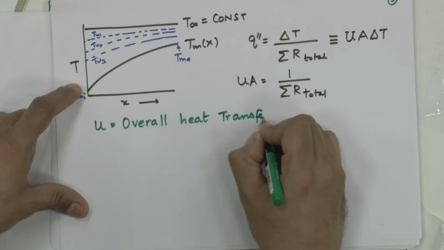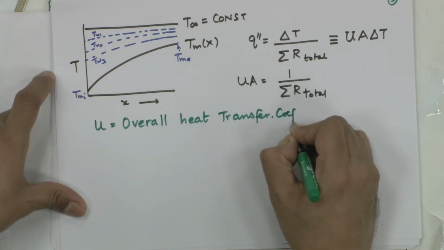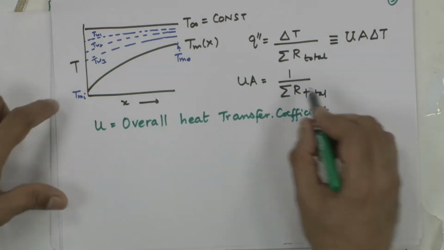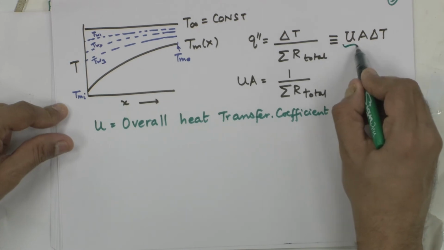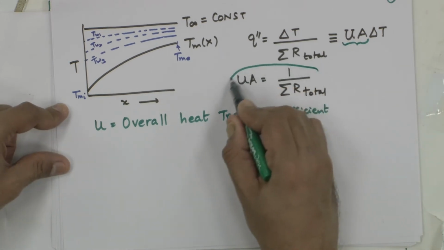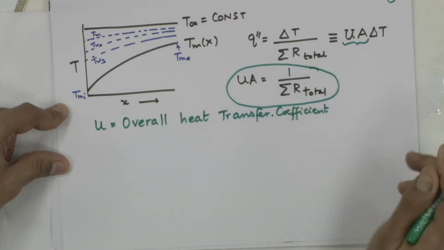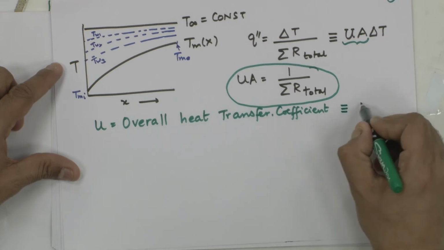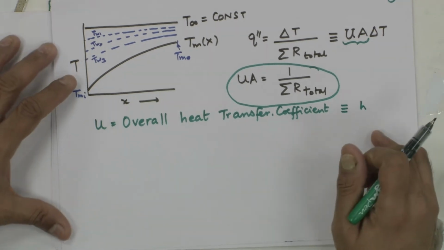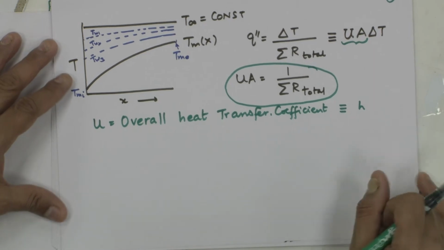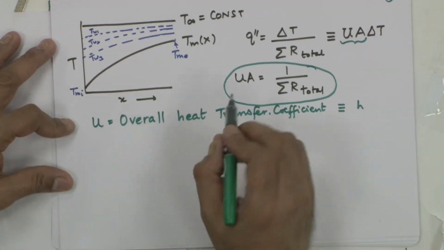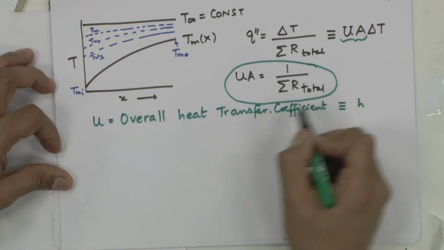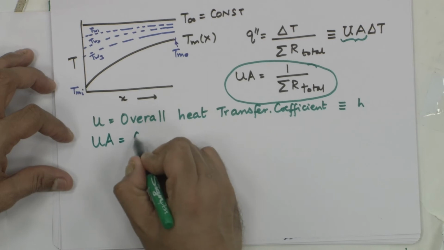This is something you need to emphasize to your students. U takes the same role as H. So, if you just compare this, U times A is 1 over the summation of resistances. Instead of one resistance, there is a sum of resistances, and the role of U is like H, except that instead of one value, it is the summation of values of the resistances. And keep in mind, for a given situation, R total is constant, therefore, U times A is constant.